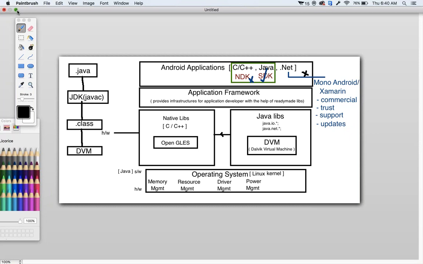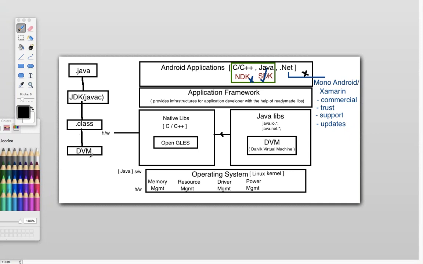They customized the JVM. I mean, they modified the JVM to work on low power, low memory, and low RAM. That customized JVM is nothing but what? DVM. Here DVM also will take Java bytecode only as input, but DVM will not execute the Java bytecode directly. First, DVM will convert this Java bytecode into its own understandable format.